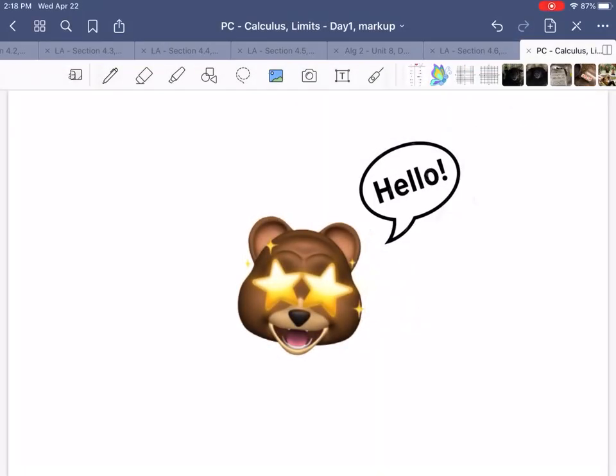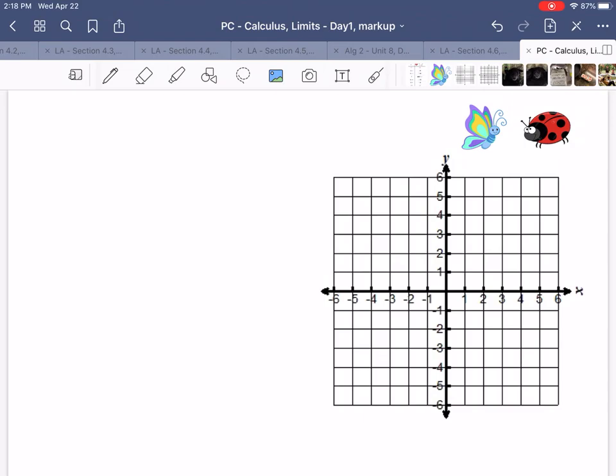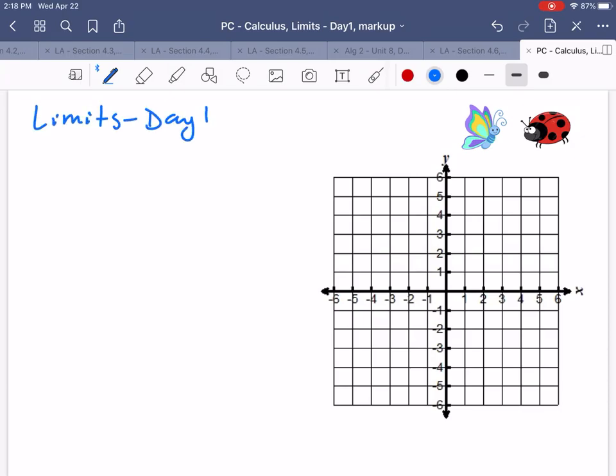All right, hello there. We're going to talk about limits today, the first day of our calculus topics. So here we go with limits day one. On these slides, I have some graphs, and that's all. So you can just draw yourself a little quick graph when I do these. You don't have to be all perfect or anything like that. So let's see, limits, day one.